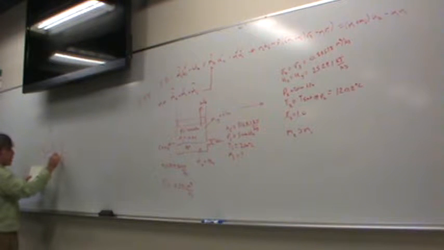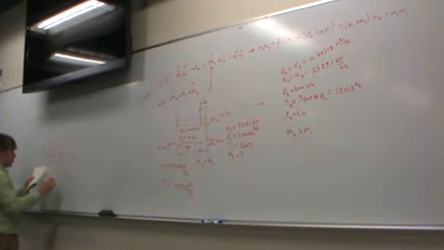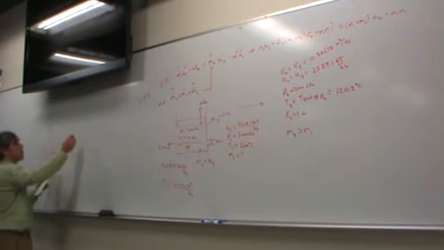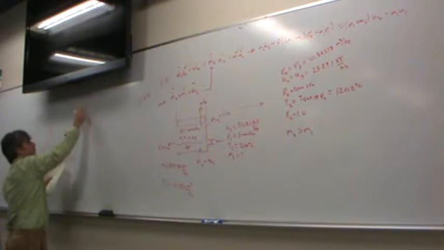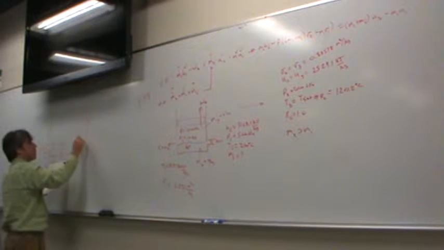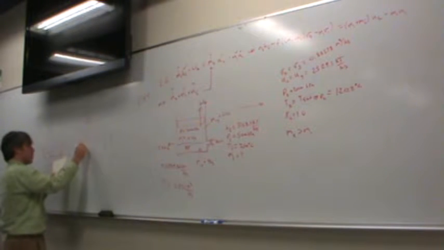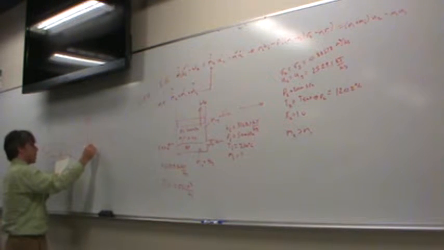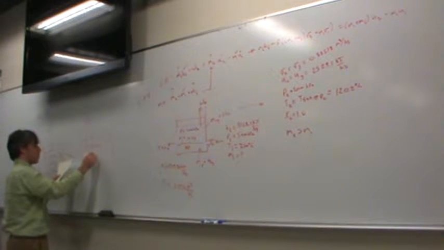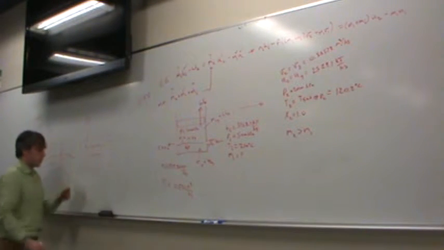Electrical work comes in, and there is no heat transfer. Okay. Now, the valve at the top is opened and some air escapes. So the pressure is 30 psia, and the temperature is 120 degrees Fahrenheit.